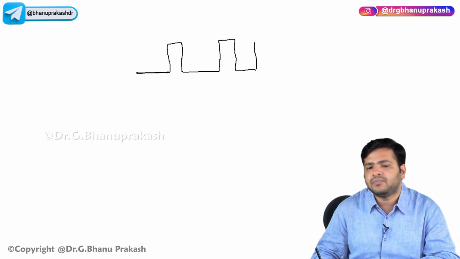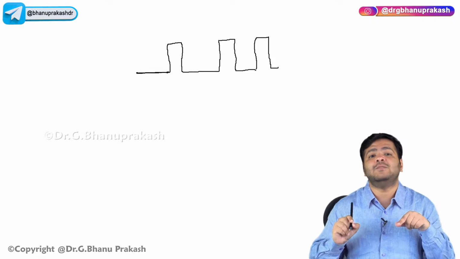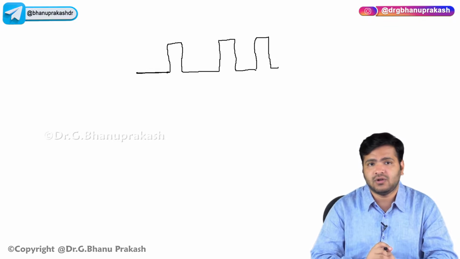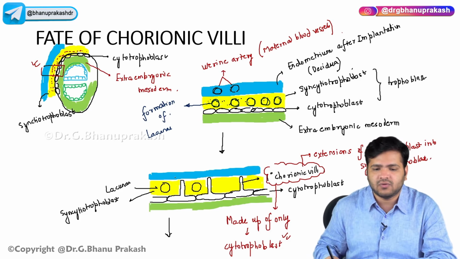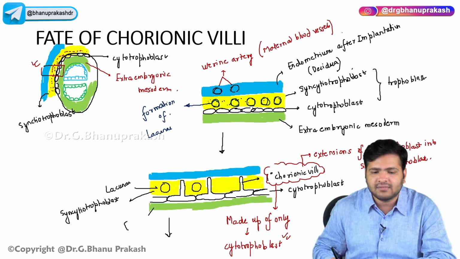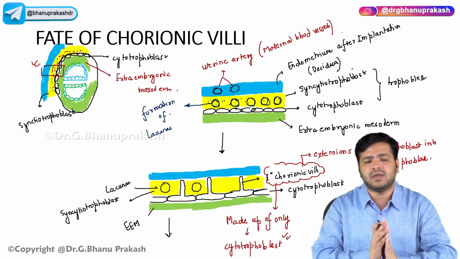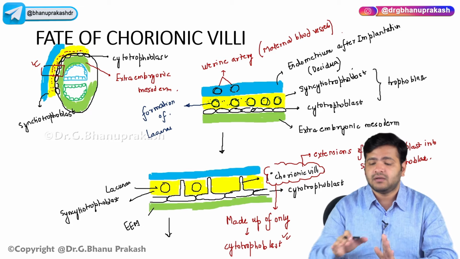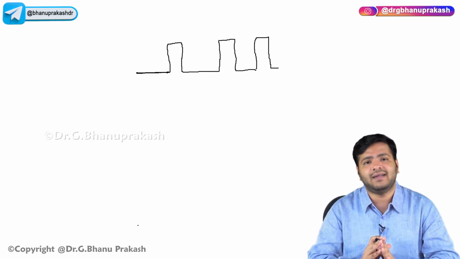The extra embryonic mesoderm will come and invade into this chorionic villi, right? You already know, the green that you are seeing on the inner side, what is this green? It is the extra embryonic mesoderm, right? I had told you about this extra embryonic mesoderm earlier in the diagram, right? Now what it will do, it will try to enter this chorionic villi, right?